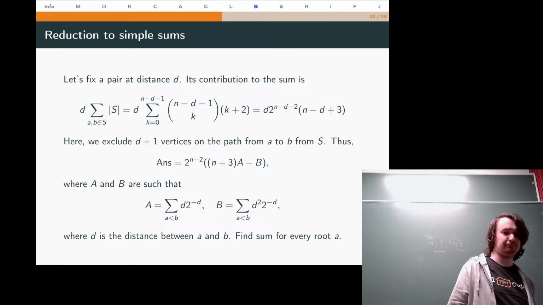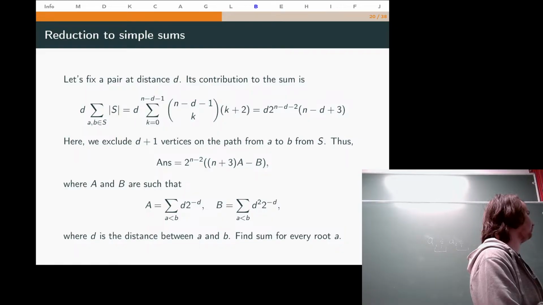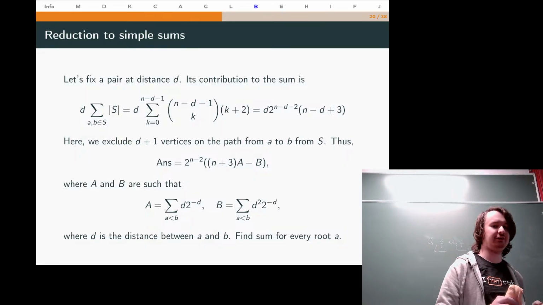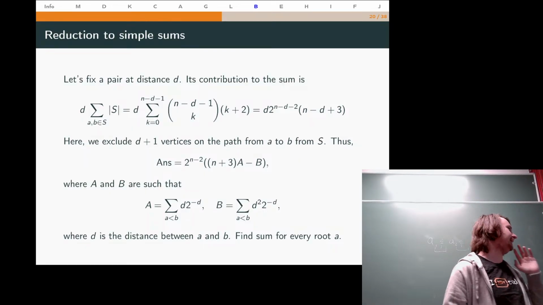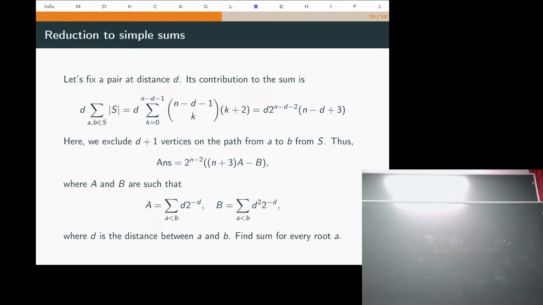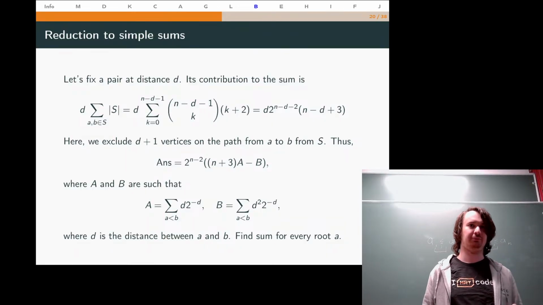After that, we can use this to reformulate the whole answer as 2 to the power n minus 2 times n plus 3 times a minus b, where a is the sum over all pairs of vertices of the distance between them times 2 raised to the power minus this distance, and b is the same sum, but we use the distance squared instead of the original distance. This kind of summation is much easier for us to get.